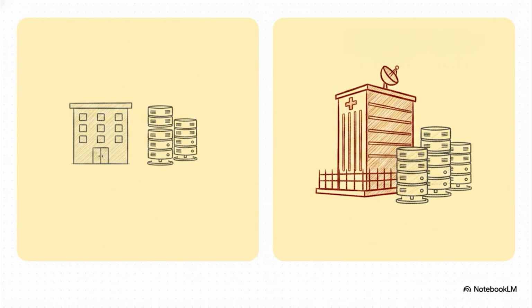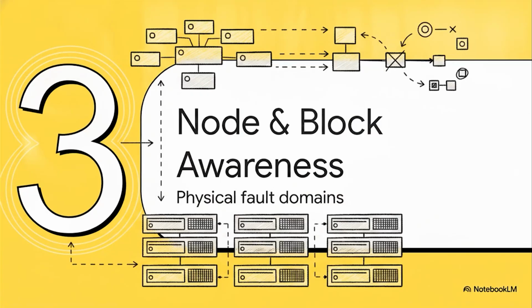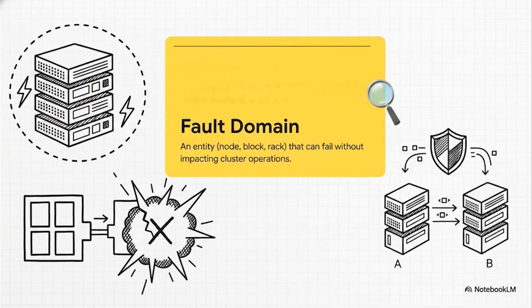They need RF3 to survive 2 simultaneous hardware failures, which absolutely mandates a strict minimum of 5 nodes. All right, Section 3, Node, Block, and Rack Awareness. We're looking at physical fault domains. See, fault tolerance isn't just a numbers game. It heavily depends on the actual physical topology of your data center.